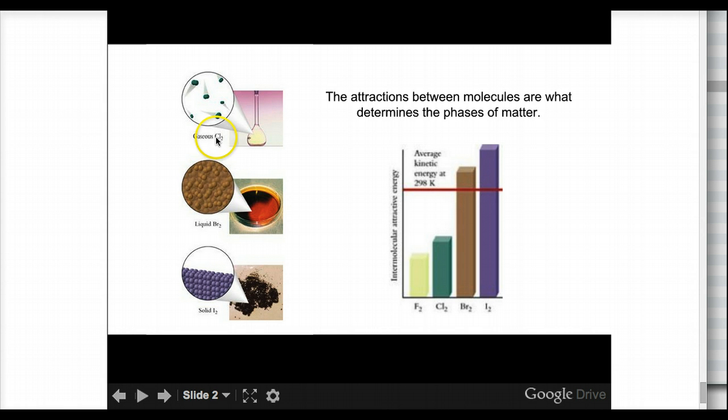As we go forward, because these are the attractions between molecules, if I have molecules of chlorine, bromine, or iodine, how they attract each other determines whether they're a gas, liquid, or a solid. Obviously, iodine attracts other iodine molecules more than bromine or chlorine do, because chlorine is a gas. So the increasing attractive force between the molecules gives you an idea that iodine would be the solid. Bromine is somewhere in between, so it's a liquid, and chlorine and fluorine are gases. But what are those attractions between the molecules?